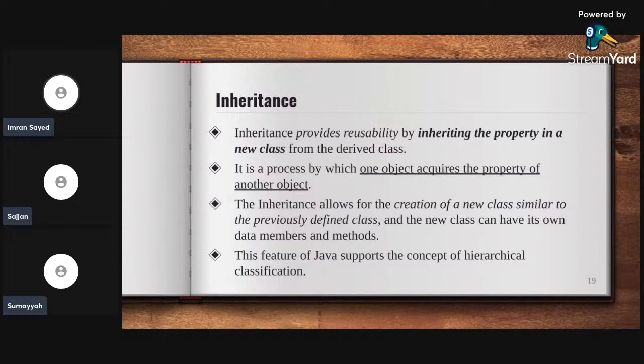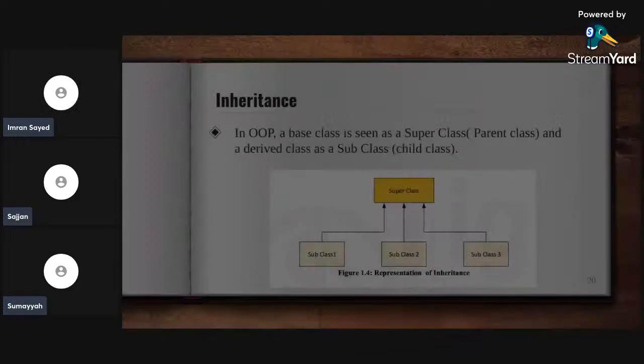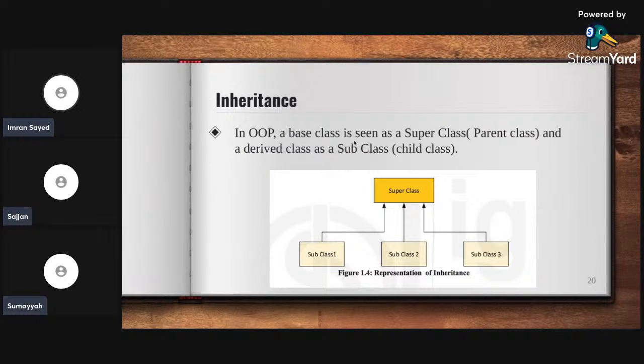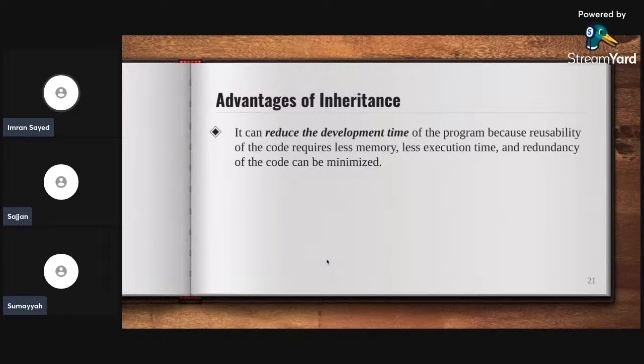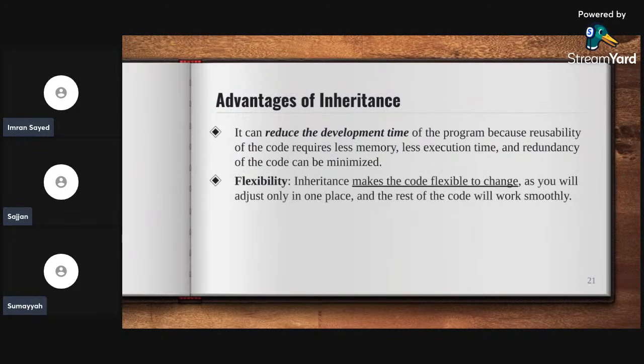This feature of Java supports the concept of hierarchical classification. So this is an example. The parent class is also called superclass, and the child class is also called subclass. What are the advantages? It can reduce the development time because there is reusability, less memory requirement, less execution time, redundancy can be minimized, and flexibility makes the code flexible to change, as you only adjust the parent class, and any class which has inherited the parent properties, which are the child classes, will automatically have those changes.